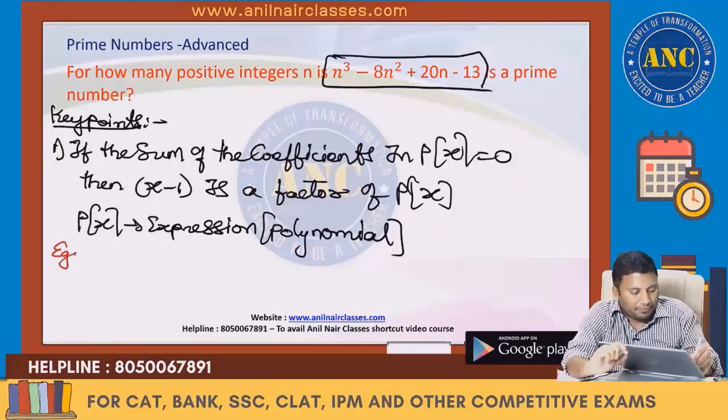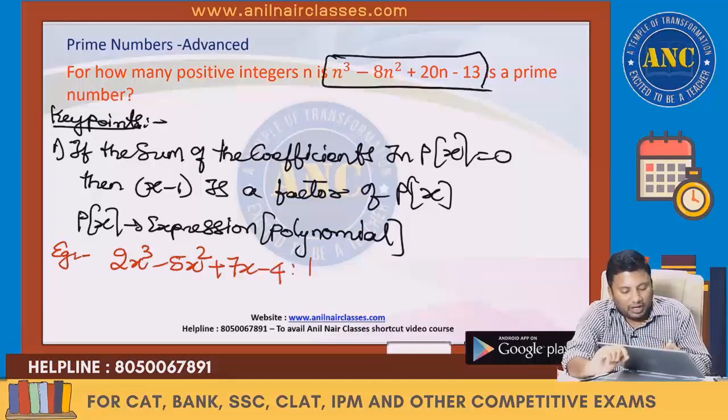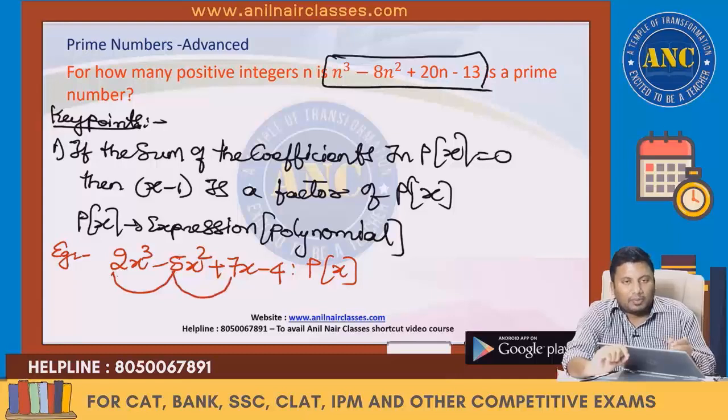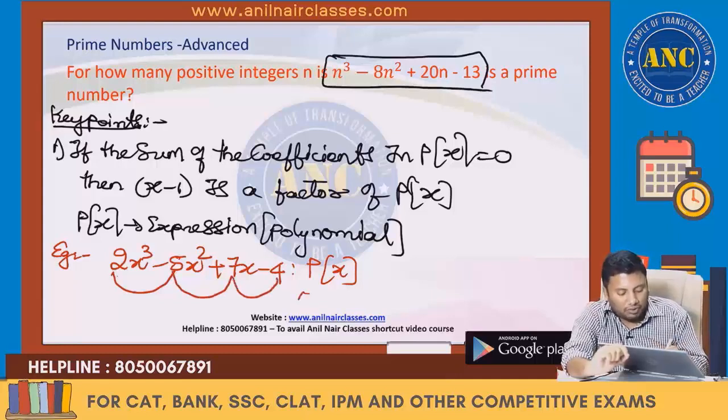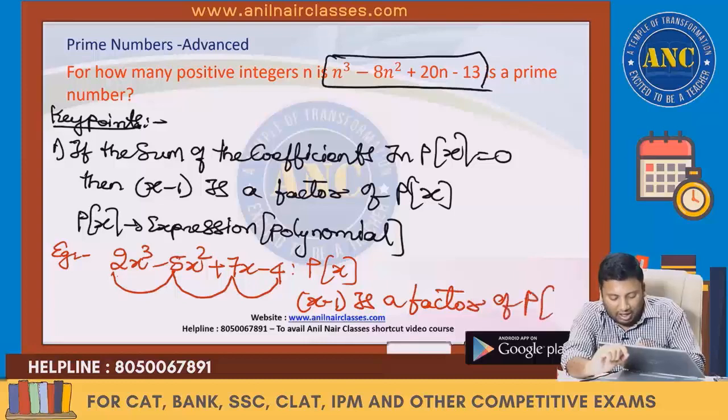Example, 2x cube minus 5x square plus 7x minus 4. So, the sum of the coefficients: 2 minus 5 is minus 3, minus 3 plus 7 is 4, 4 minus 4 is 0. So, x minus 1 is a factor of P of x.